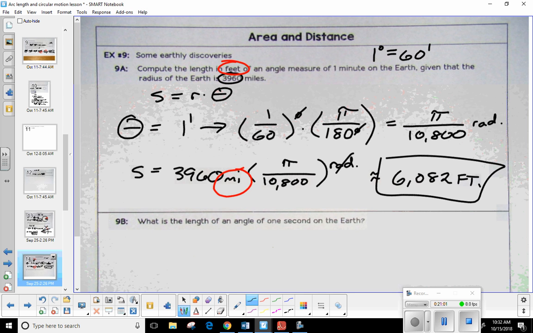And there we go. Now, we can go ahead and do the exact same thing for 9b. What's the length of an angle of 1 second on the Earth? So a point on the Earth in exactly 1 second, what's the arc length that it's going to rotate? Now, I'm sure someone's already thinking of something a lot easier, which is a really good idea. You can go ahead and run it through the same thing. What's the conversion for degrees to seconds? 1 degree equals what?